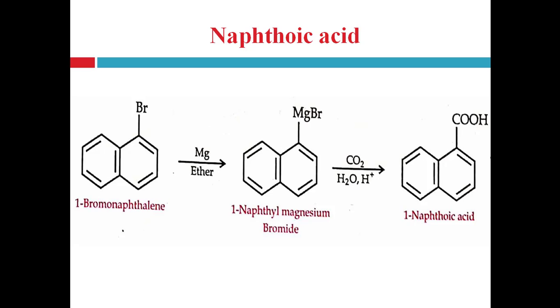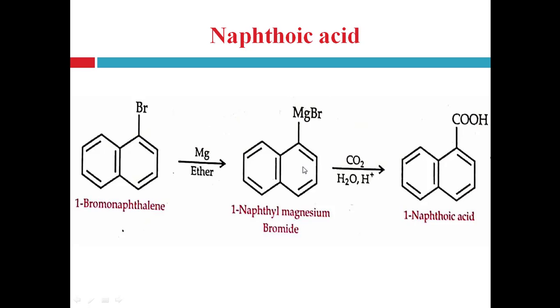Here 1-bromonaphthalene reacts with magnesium in the presence of ether, then it will form 1-naphthyl magnesium bromide. This is an example of Grignard reagent. First of all, Grignard reagent is prepared from the naphthyl bromide. You can say naphthyl bromide is an example of alkyl halide or aryl halide. So 1-bromonaphthalene reacts with magnesium in presence of ether and forms 1-naphthyl magnesium bromide. It is an example of Grignard reagent.